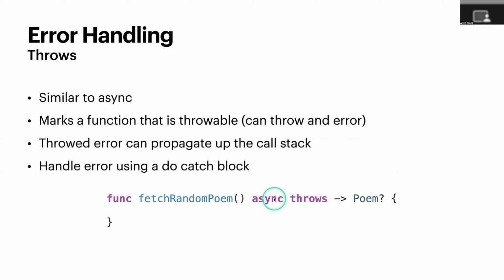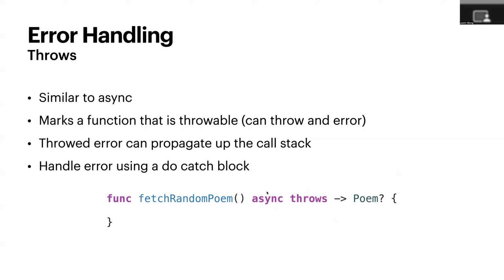And a function does not need to be asynchronous to be throwable. You could also remove this async, so it's a synchronous function that also throws. When a function throws an error, that error is propagated up the call stack.